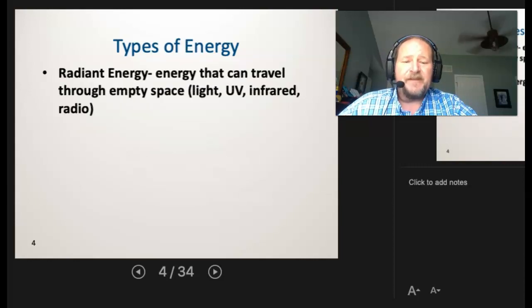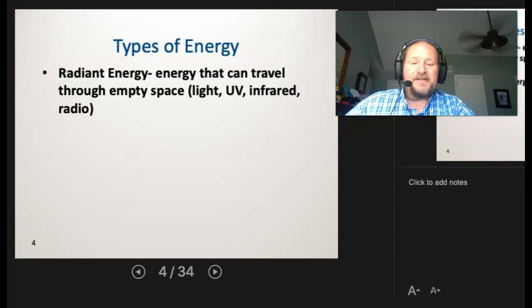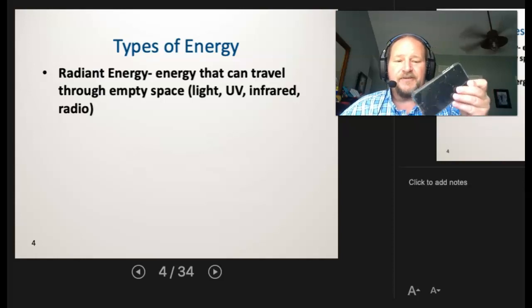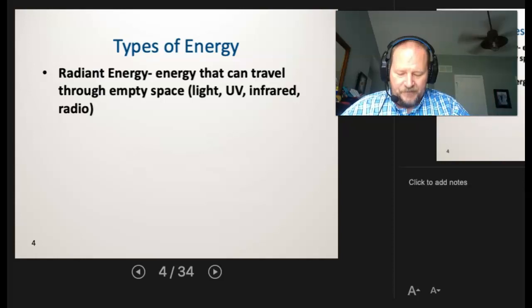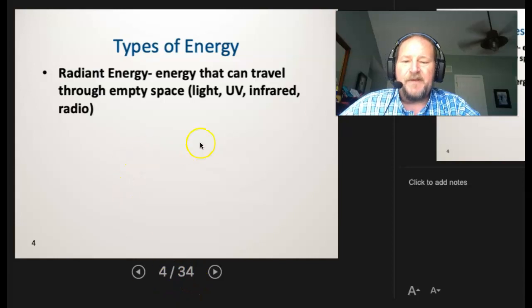Radiant energy, and this is probably the most common in our world actually. This is light, UV, infrared, radio. If you're a cell phone user, that's your radio energy, a radio signal. So that's going to be radiant energy.